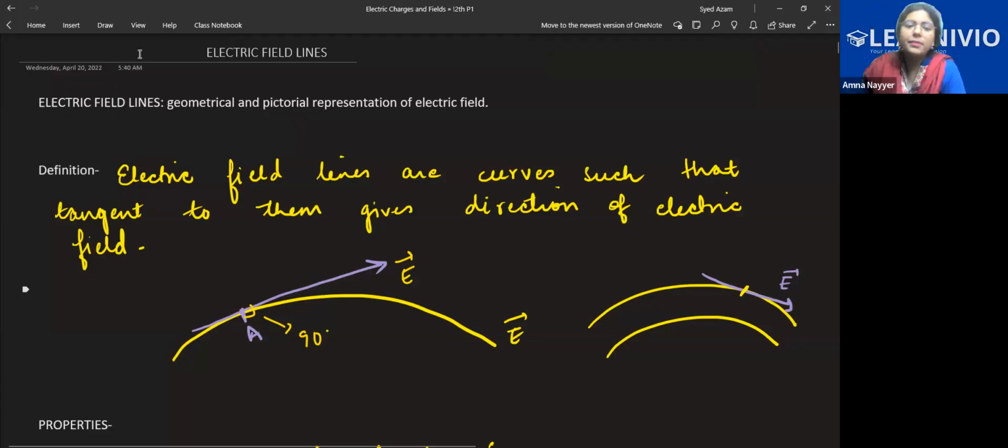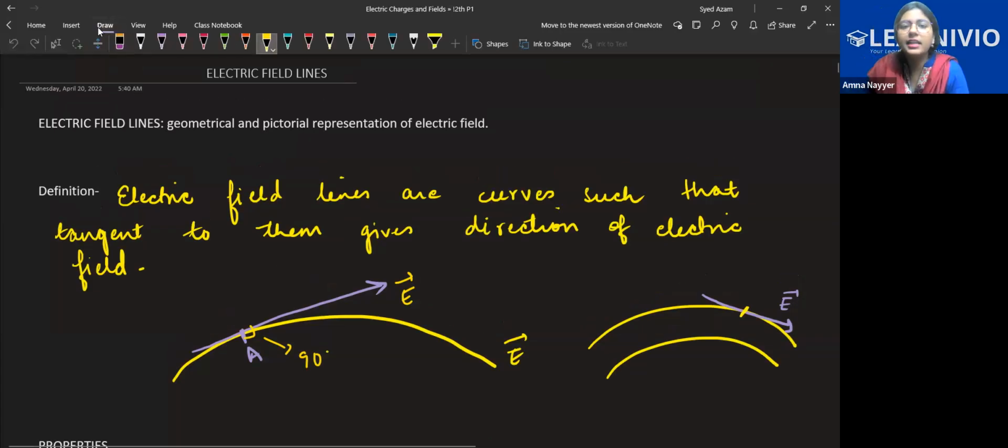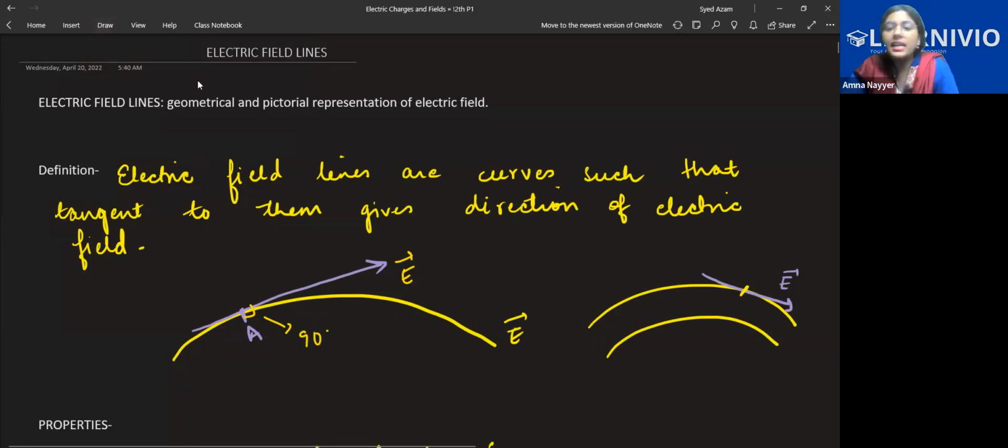They will help in representing whether we have electric fields existing or not, and if they are existing, then how we should mark them. So the definition: electric field lines are geometrical and pictorial representations of electric field. They are continuous curves. And how to get the electric field then? If electric field lines are lines which represent electric field, how will we get the electric field? Just drop a tangent, like this, and that will give you the electric field.